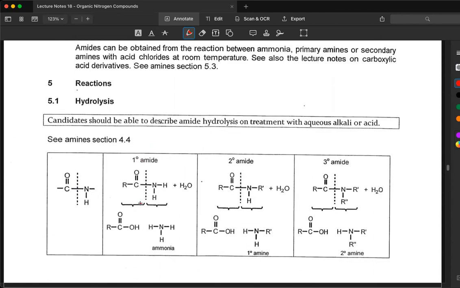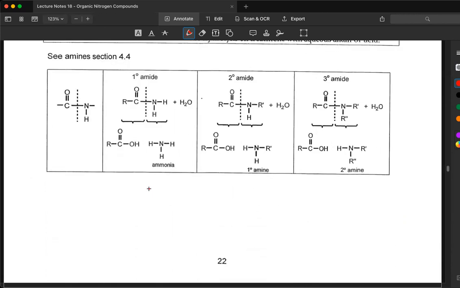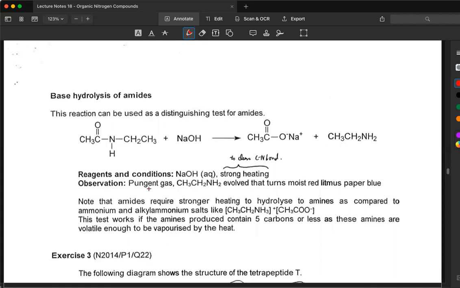For the reactions involving amide, we have hydrolysis to come first. Hydrolysis is basically the opposite of condensation. You cut, and you form back this and this. You put back the OH and H respectively. That's it. Very straightforward. The reaction can be used to distinguish amide from others.